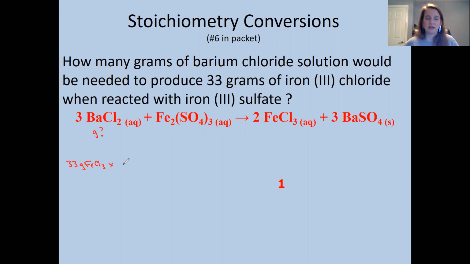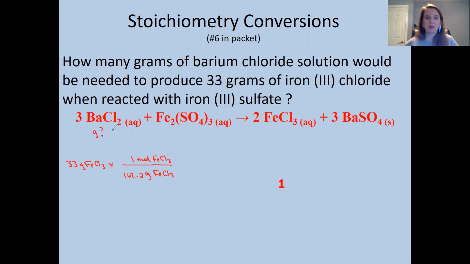I start up my dimensional analysis. Remember, whatever unit I start with, that unit has to go at the bottom. So I have to have grams of FeCl3 down here. If I have grams, I go to my periodic table and figure out my molar mass. So the molar mass of FeCl3 is 162.2. And I know that the molar mass is equal to 1 mole of FeCl3 up here.